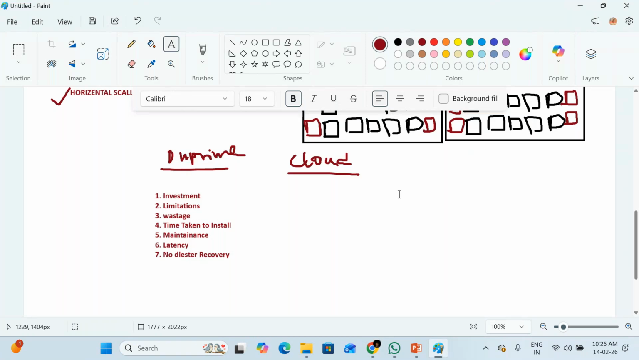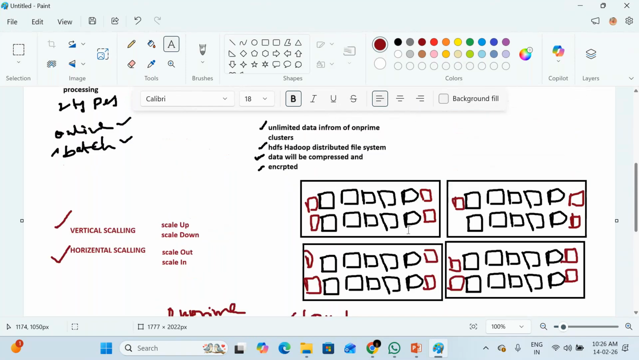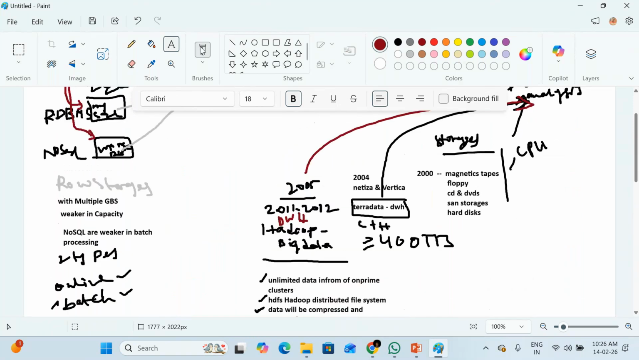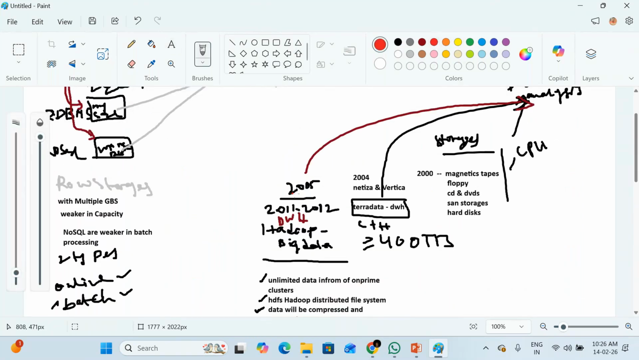Now you understand what cloud is. No investment, no limitation, no wastage, no time taken to install, no maintenance, no latency issues, no disaster recovery worries. That's why people are fed up with the on-prem process. But anyways, they won't change. So what they decide is, instead of maintaining all data, whatever data is needed for analytics, only that data we can maintain in the Hadoop.